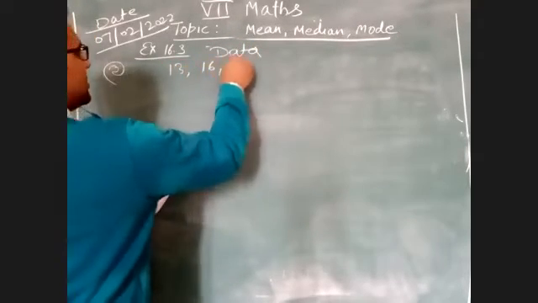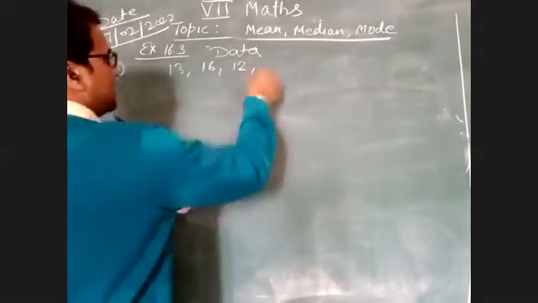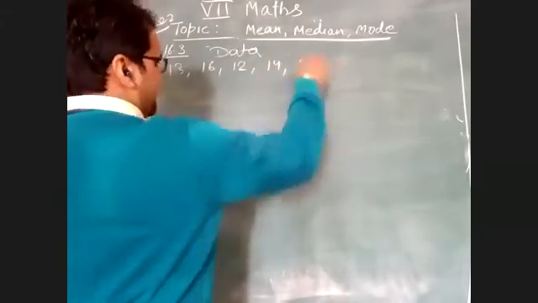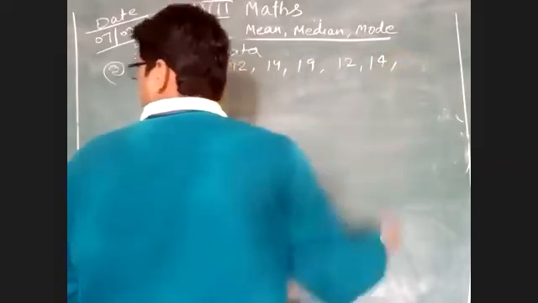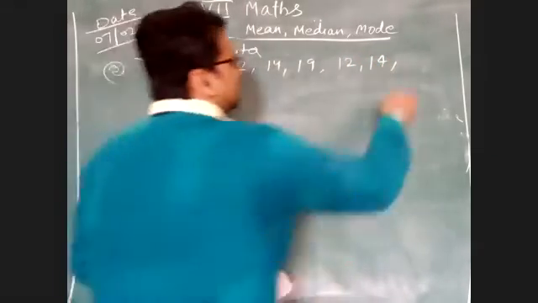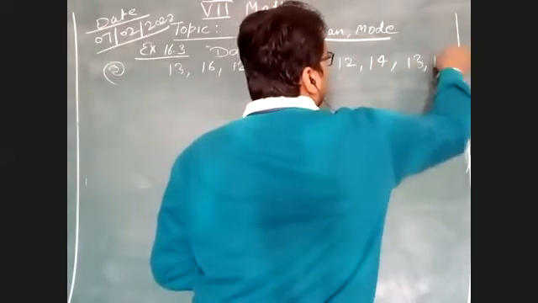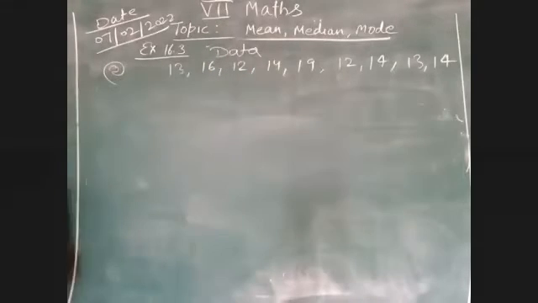13, 16, 12, 14, 19, 12, 14, 13, and 14. This is your statement. And in this statement, you have to find the median and mode of your data.